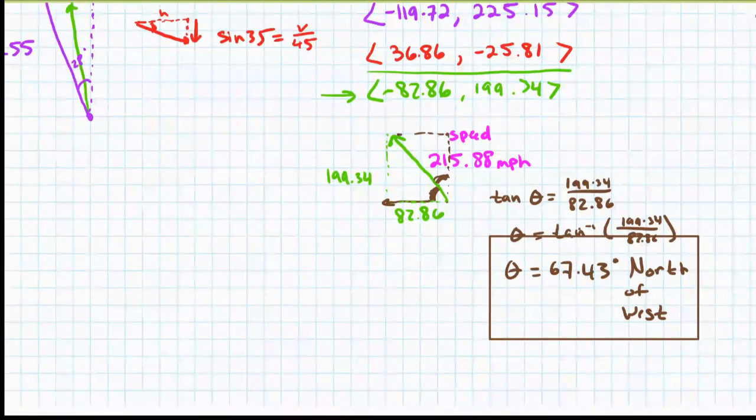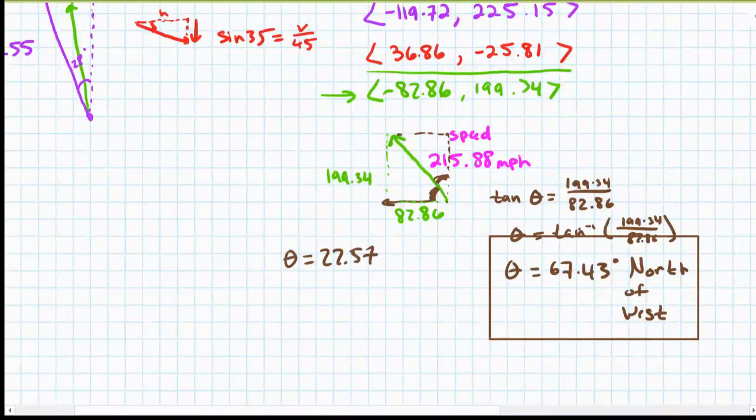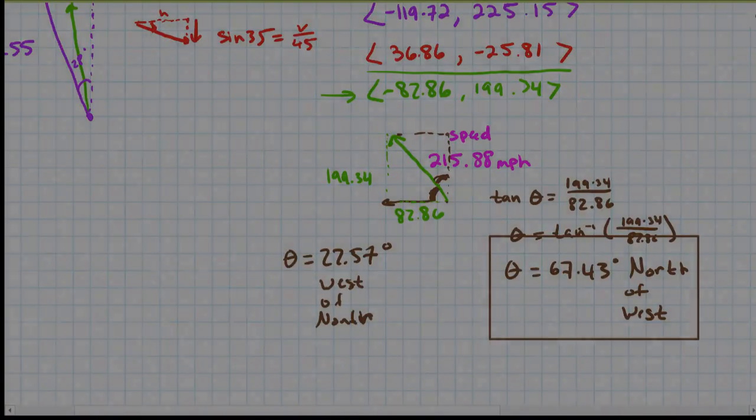So in this problem here, the true speed is 215.88 miles per hour, and my direction is 67.43 degrees north of west. Or if I found the other angle, for those of you that have gone through and done this, you could also technically have a direction of 22.57 degrees west of north. Both of those describe the same angle, so either one is good.